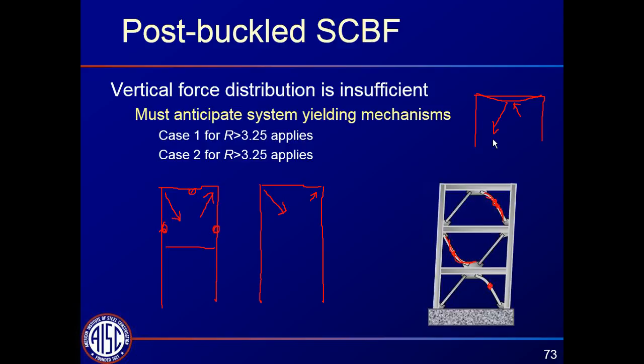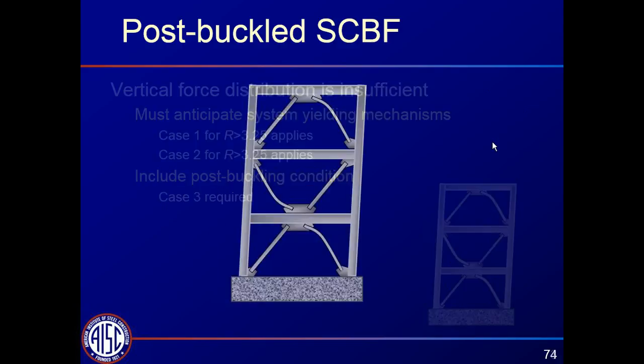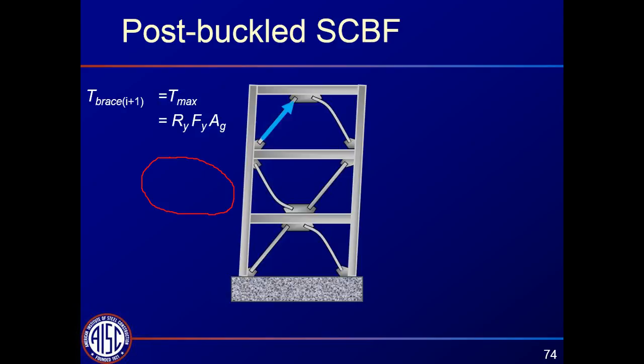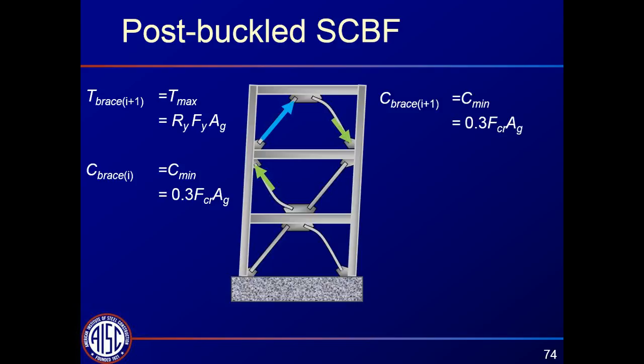When it comes to the design of the braced frame, we have that post-buckled compression here and post-buckled compression there, shown in green, and the full tension there. In order for this system to work, after this brace here is degraded and this brace here is degraded, we really have to drag a lot of force through this beam over to here.